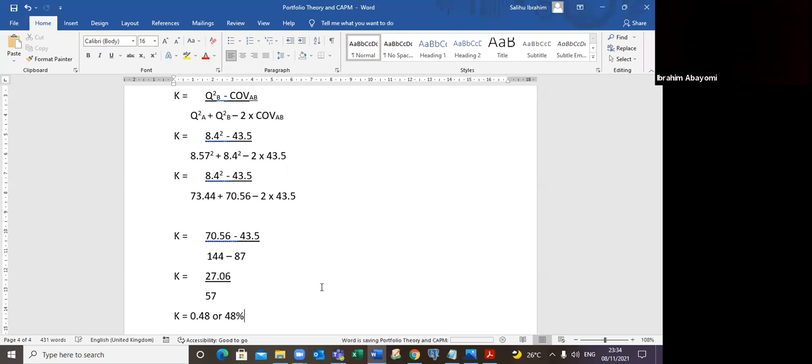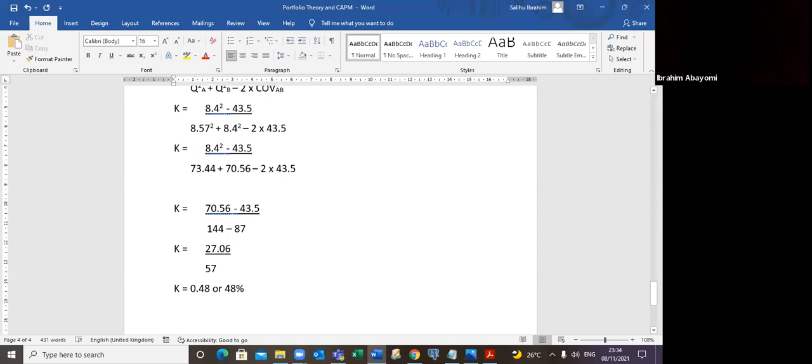That's the weight of A. So if the weight of A is 48%, what will be the weight of B? Weight of B will be equal to 1 minus K. Is that correct?